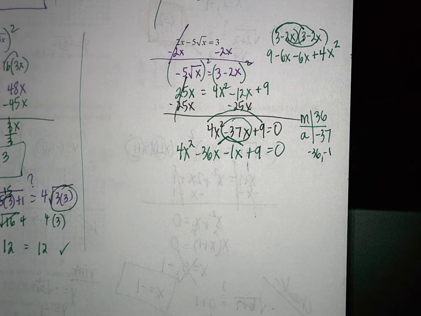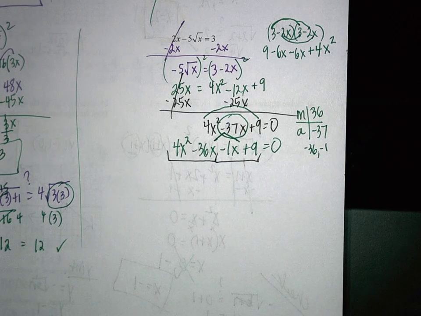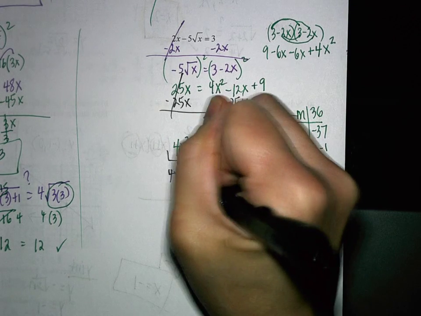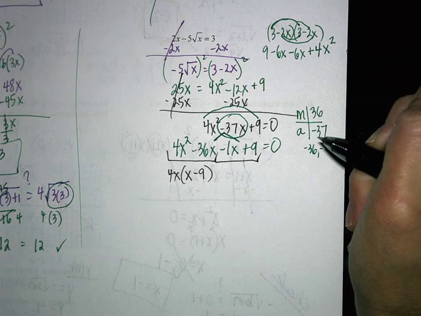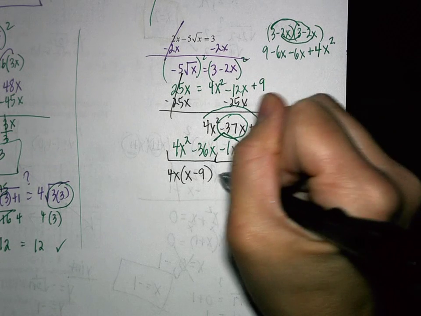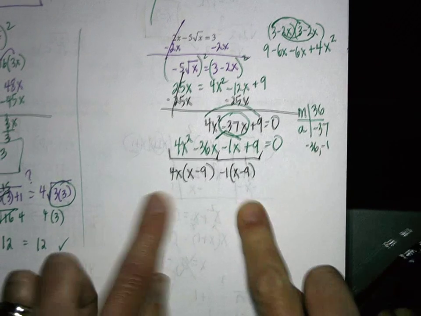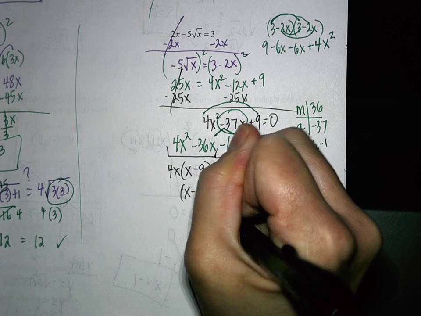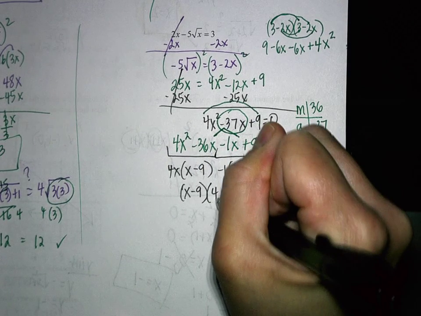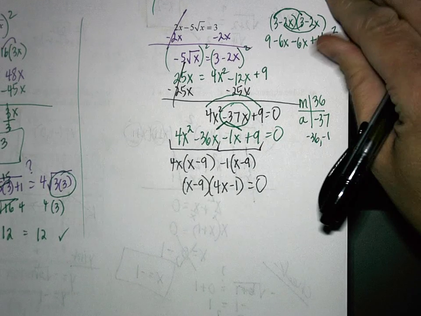Okay, what do you do at this point now? Factor. Okay, what is the GCF of the first group? 4x. And we're left with? Good. What's the GCF of the second group? Negative 1, and we're left with? And we notice that these are the same. And so that means we get? Good. 4x minus 1 and x minus 9. The order doesn't matter. And when you set those equal to 0, what does x equal?